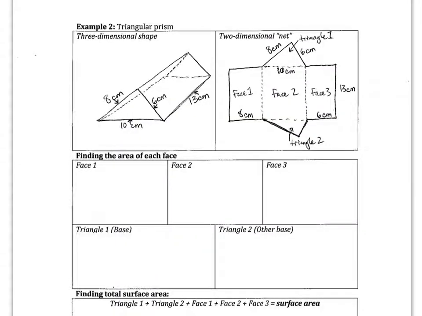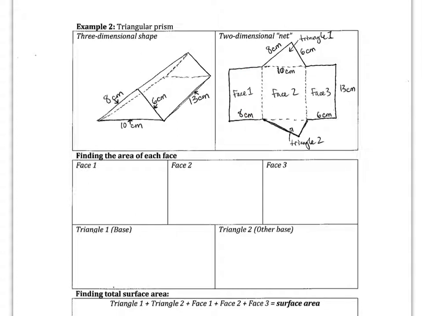Now let's go ahead and do another example. This time we're going to use a triangular prism. So the dimensions are labeled right here on the triangular prism. And then this is the net. So this is after we flattened it out, and then I just went ahead and put on the dimensions here so it's easy to work with when we're trying to find out each side. So let's go ahead and start here.